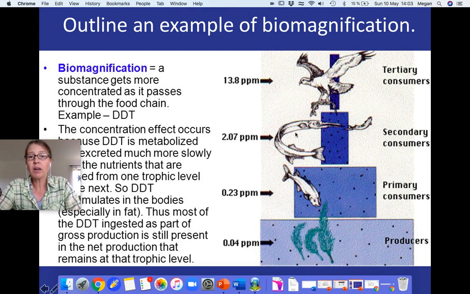All of these organisms are bioaccumulating the toxin, but as you move up the food chain, the concentration gets much, much higher because we essentially have the same quantity of the toxin at each trophic level, but there's less biomass. So because there's less biomass, it's more concentrated because it's not leaving the ecosystem, it's not leaving the organisms. It's not breaking down because it's a persistent pollutant.